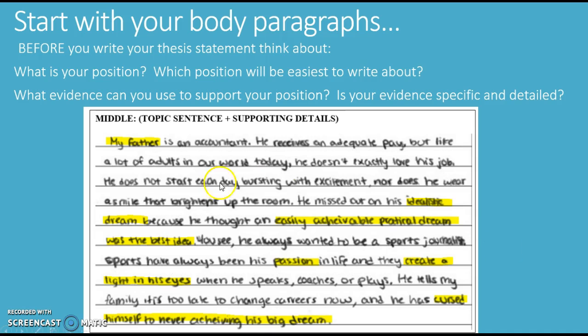So before you write your thesis, think about what your position really is. Which position is going to be the easiest to write about? What evidence can you use to support your position? Is that evidence really specific?